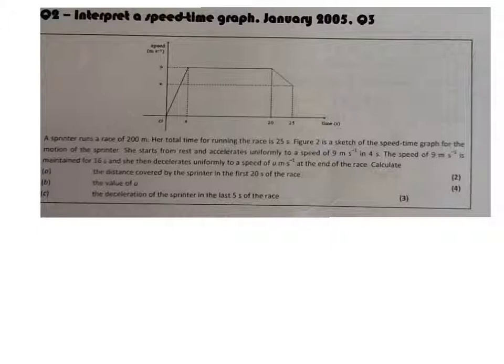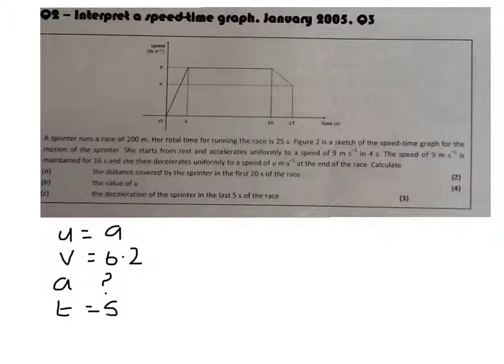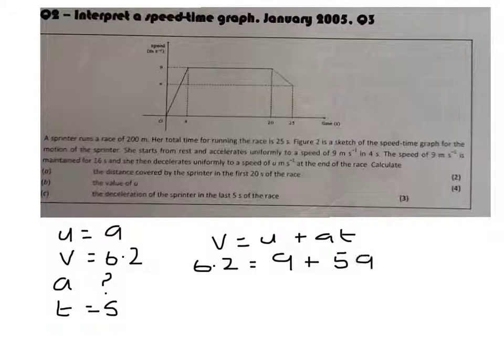Final part, I'm going to use the equations of motion again. Initial velocity 9, final velocity is 6.2. The acceleration we're trying to work out, and the time is 5. So v equals u plus at. 6.2 equals 9 plus 5a, minus 2.8 equals 5a. So a equals minus 0.56.